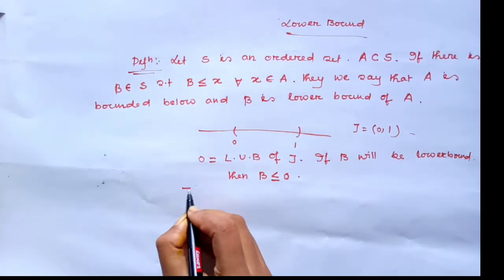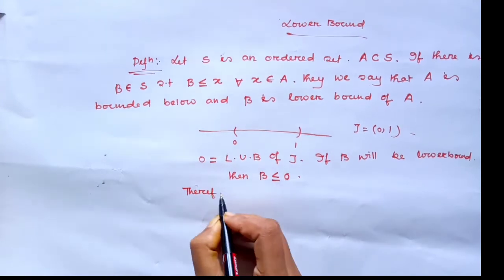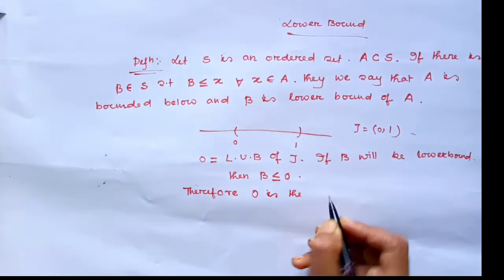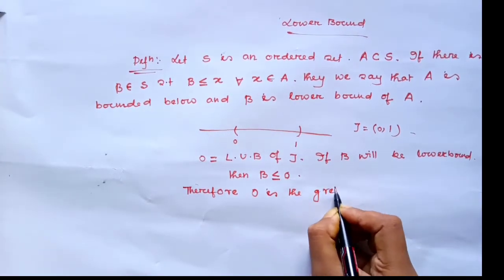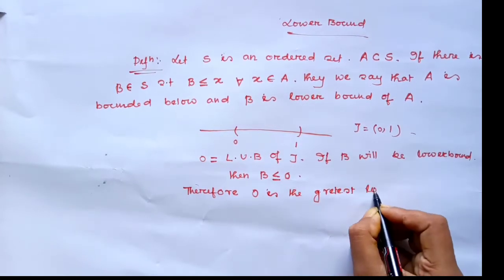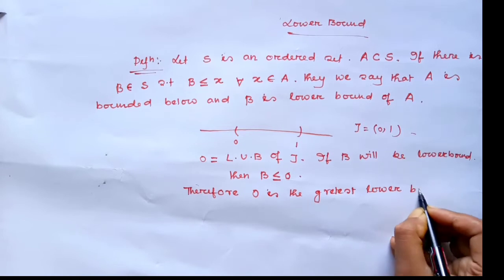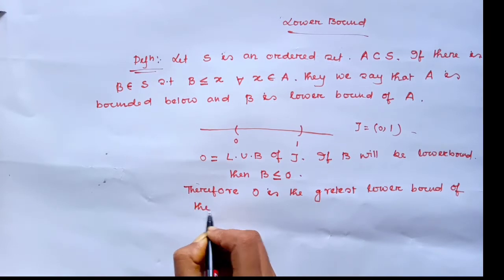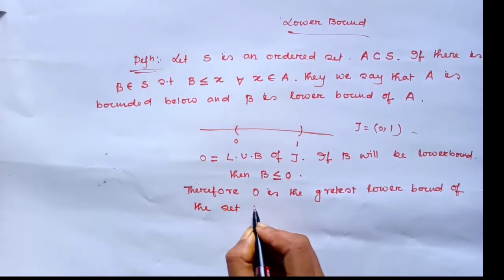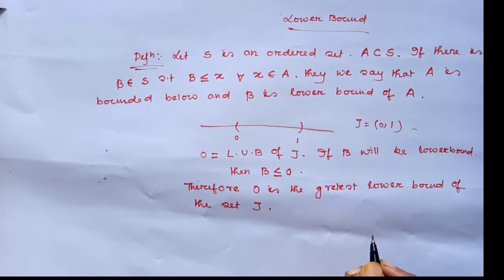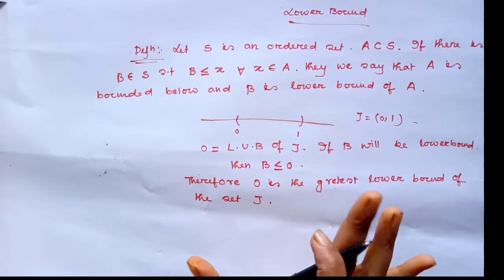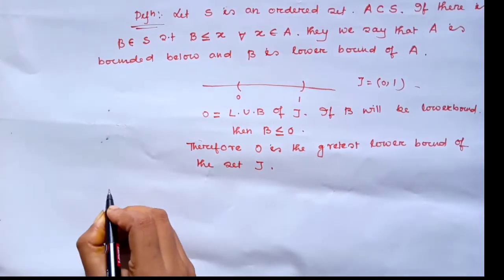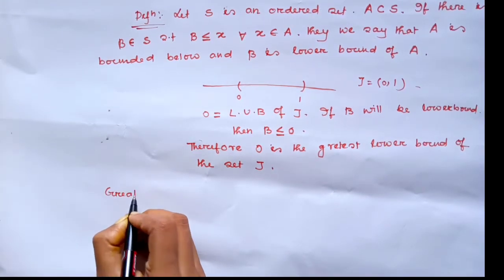Therefore 0 is the greatest lower bound of the set J. Now I want to say what the greatest lower bound is. Let's see the definition of greatest lower bound.